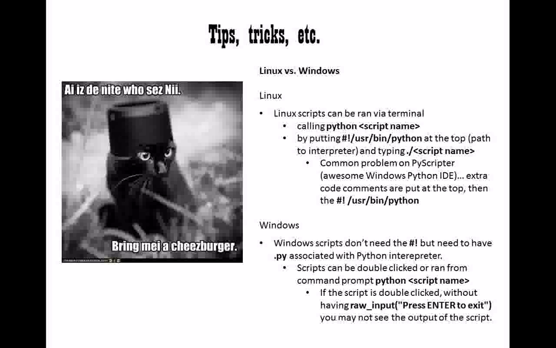Now for Windows, scripts don't need the hash thing, but you need to have .py associated with the Python interpreter. Scripts can be double-clicked or run from the command prompt. If a script is double-clicked, you want to make sure to have raw_input, press enter to exit, at the end or you'll never see it. It'd be kind of like doing Start, Run, ipconfig. You'll see something flash by, but you won't see the results.